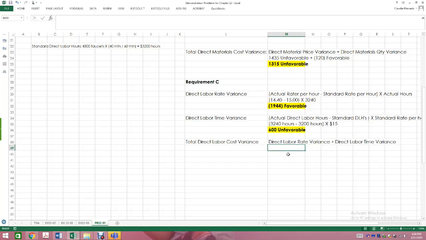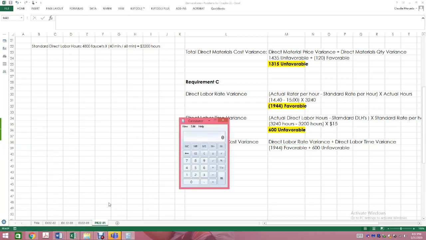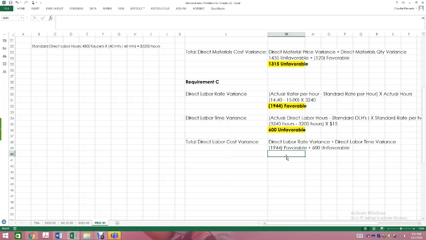I've got a negative 1,944, which is favorable, plus 600 unfavorable. If we get our calculators, it will be the 1,944 plus the 600. That's going to give me 1,344, a negative number, which is a favorable variance. 1,344 favorable. If you add those two numbers together, it gives you a negative 1,344.